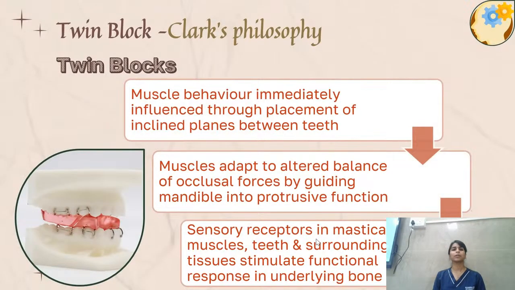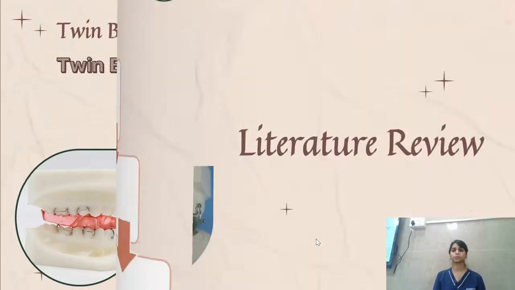However, with twin block, the muscle behavior was immediately influenced through placement of an inclined plane between the teeth, but eventually the functional appliance took some time to alter the underlying bone with the help of the sensory receptors in the masticatory muscle, teeth, and surrounding tissue. Functional response in the underlying bone was eventually stimulated.